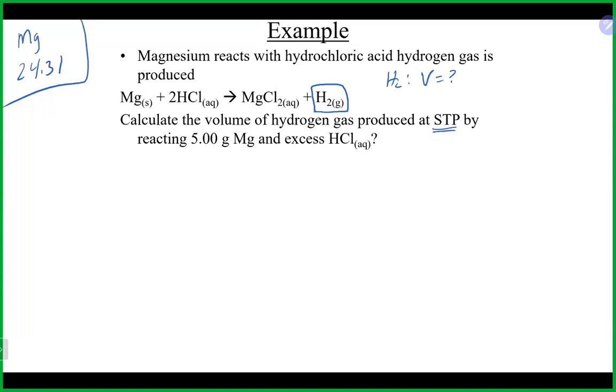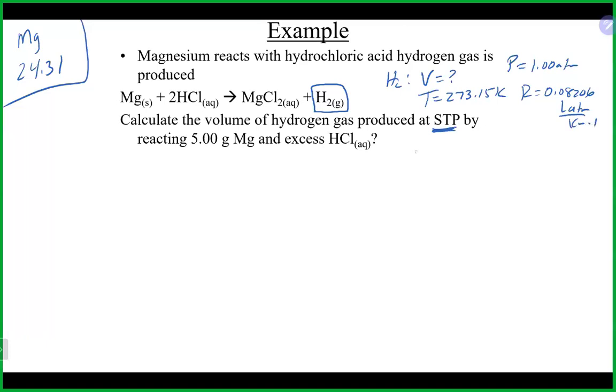Remember, STP is standard temperature and pressure. And those actually are values. So the temperature is 273.15 and the pressure is 1 atmosphere. So again, that is basically the meaning of STP. We also always, again, have R available to us if we need to use it.